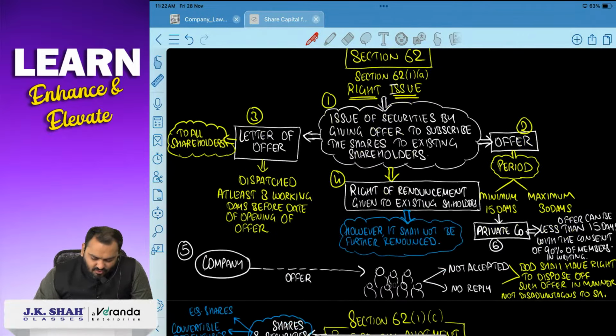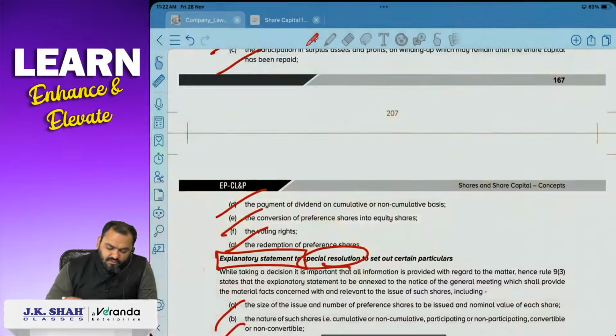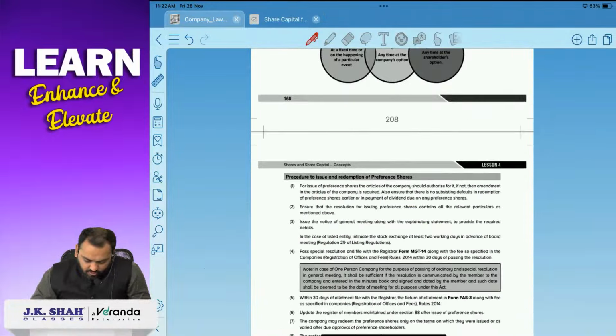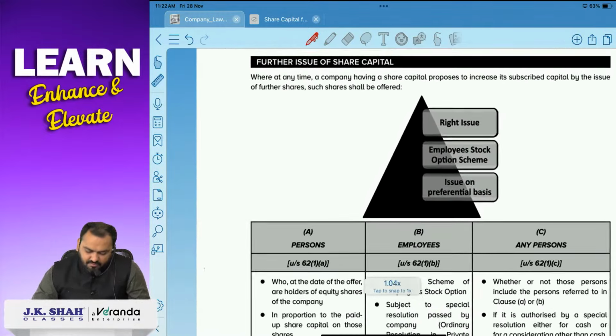Next is your further issue of capital. You know what further issue of capital is? See this, we were going with the module. This is the procedure, and then here it is. Can you see further issue of capital?